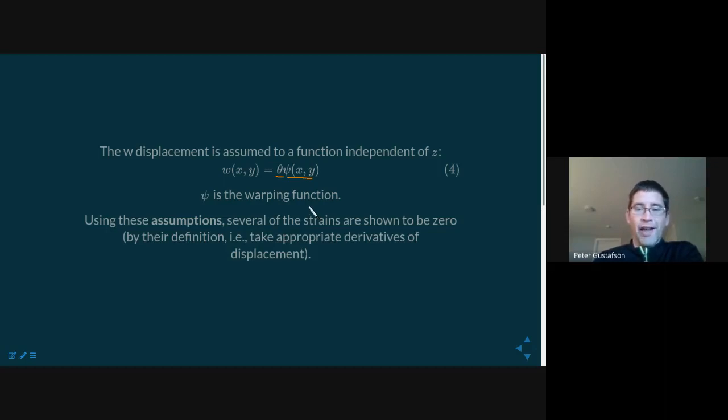Phi is in general a function of x and y, so that defines for the different points in the cross section how much they move. It is a function of x and y. It's independent of z. So that's really important to recognize. We've said that a couple of times. I'll continue to emphasize that. And again, this thing phi, we're going to refer to it as a warping function.